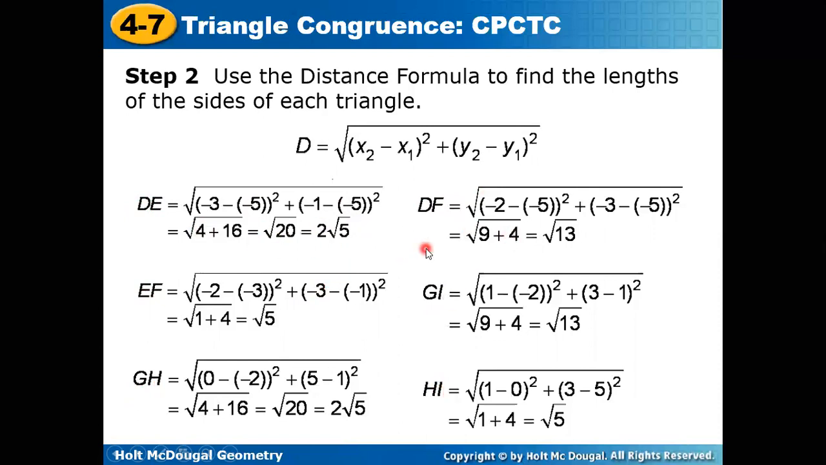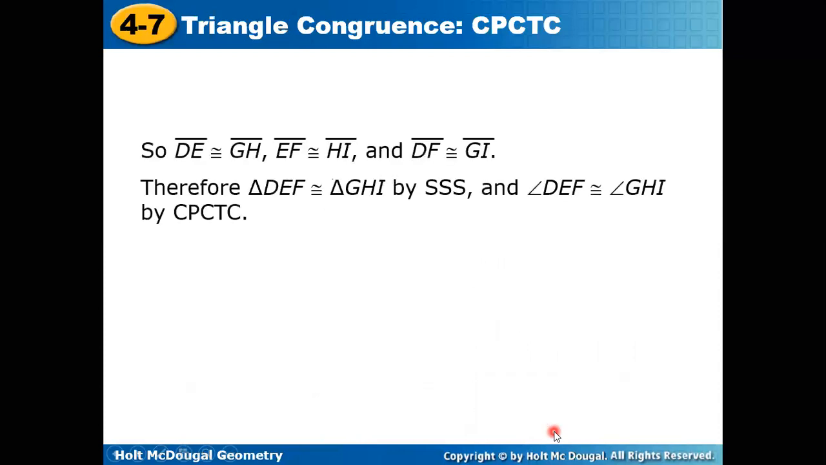Now look at the answers. We have root 13 is equal to root 13. 2 root 5 is equal to 2 root 5. Root 5 is equal to root 5. So we have DE is congruent to GH. EF is congruent to HI. DF is congruent to GI. Therefore, the first triangle DEF is congruent to the second triangle GHI. By which case? Yes, by the case SSS.